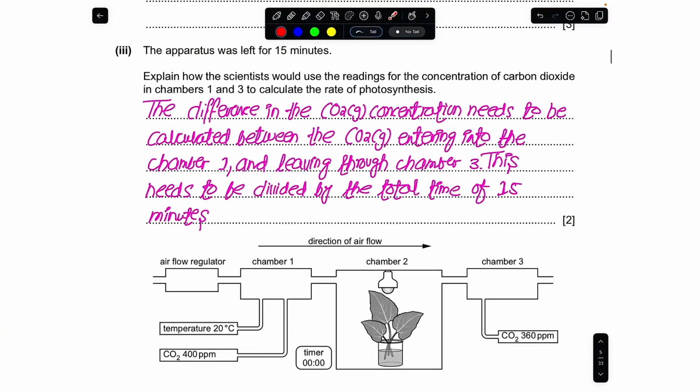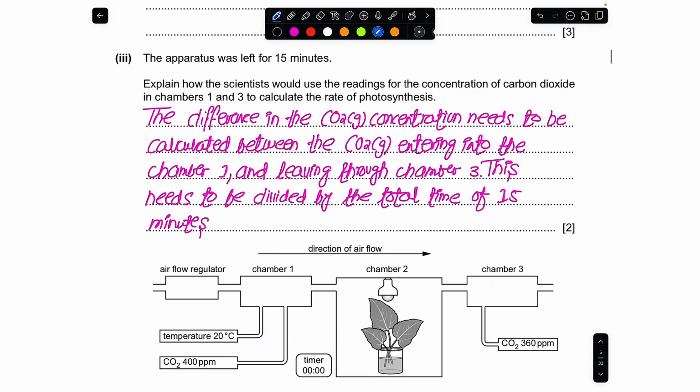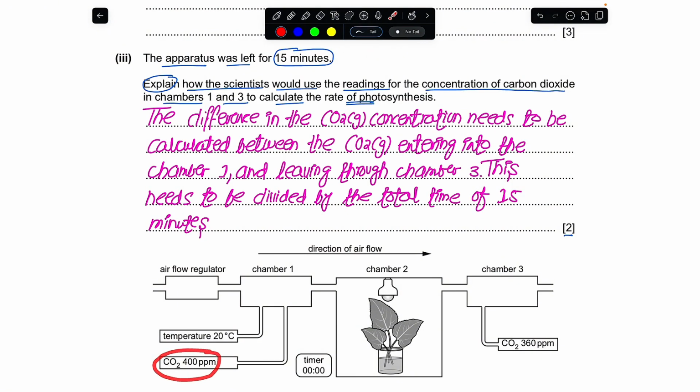If I were to move to this third point, and they would ask for 2 marks, is that the apparatus was left for the total of 15 minutes. And they want you to explain how the scientists would use the readings for the concentration of the carbon dioxide in the chamber 1 and the chamber 3 to calculate the rate of photosynthesis. And I have explained this at the start of this question, that we would take the difference in the amount of the carbon dioxide gas that we are supplying to the chamber 1 and what remains in the chamber 3.